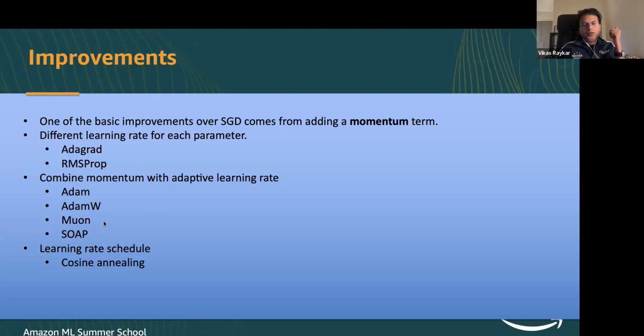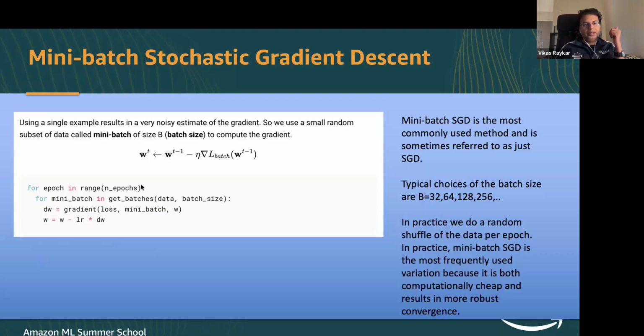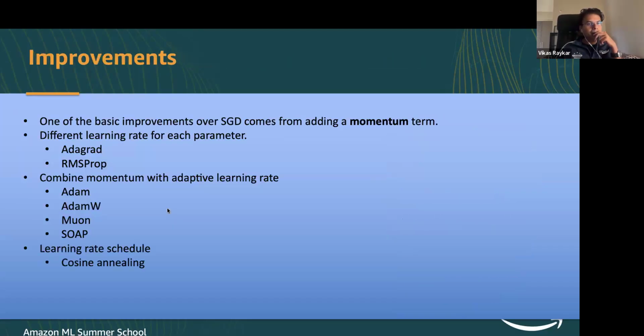Along with these kinds of improvement, there is something called a learning rate schedule. As I mentioned earlier, you're going over multiple epochs, so you start off with a certain learning rate, but for every epoch, you start reducing the learning rate according to a given schedule. Cosine annealing is a commonly used learning rate scheduler.